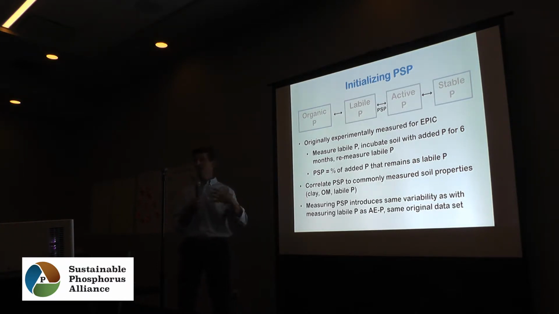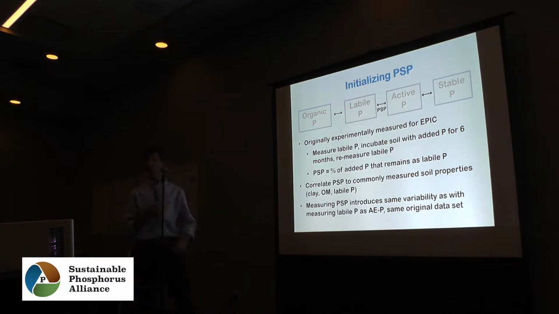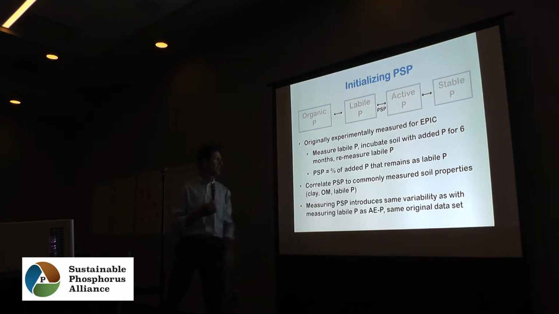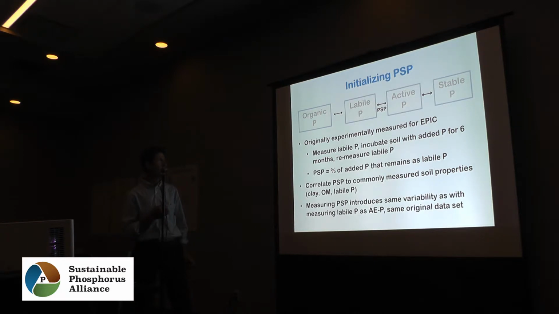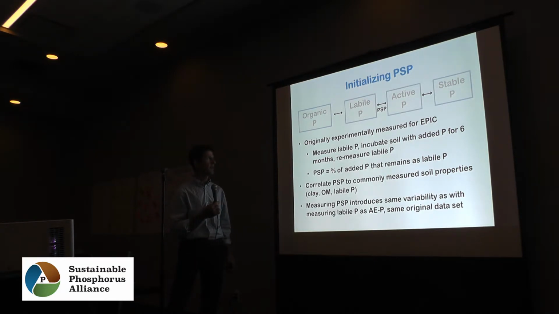Like in SWAT, for instance, I think the default is 0.4. So 40% of any phosphorus that I add to my soil is going to remain labile, sort of at long-term equilibrium. 60% is going to go to the active and stable pools. Since you're not going to be doing a 6 month incubation for every soil, we correlate these measured PSPs to commonly measured soil parameters. So we can go to our databases and say, I know clay and organic matter, my soil test P. Here's the relationship to estimate PSP, and that's how we would initialize the model.